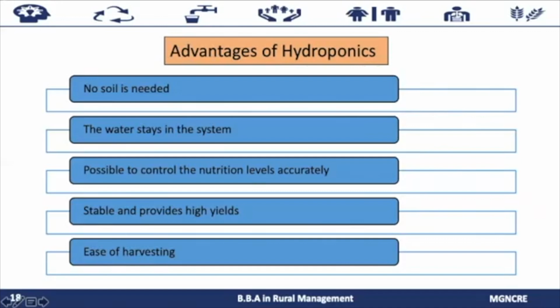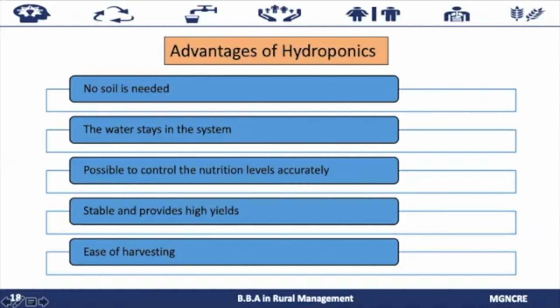Now coming to the last topic, advantages of hydroponics. No soil is needed for hydroponics. The water staying in the system can be reused for other purposes. It is possible to control the nutrient level accurately, and it is stable and provides high yield, and it is also economically viable for farmers.